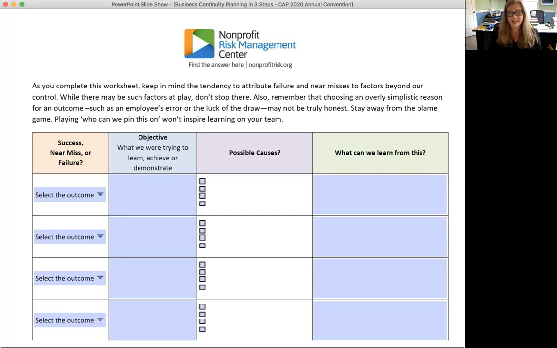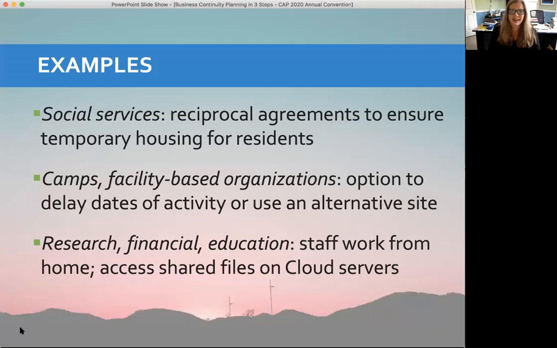What were some of the causes? There's rarely one cause for a loss or a failure. Usually multiple causes. And so this worksheet prompts you to try to identify multiple causes. And then that last column is, what can we learn from this? What can we learn from this? I hope you find this worksheet helpful.